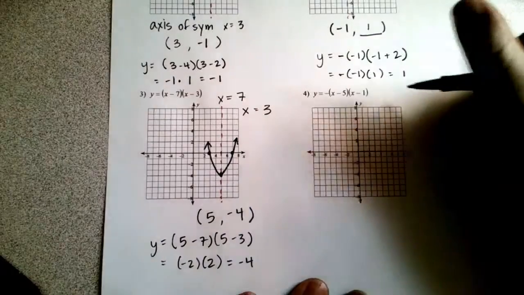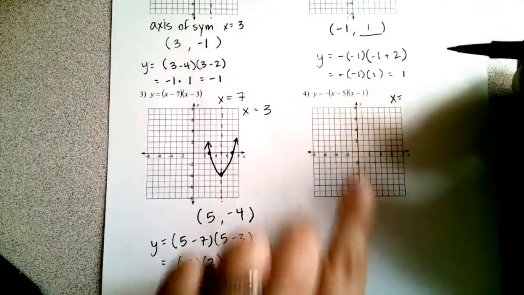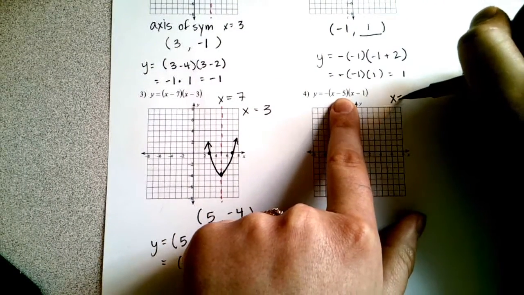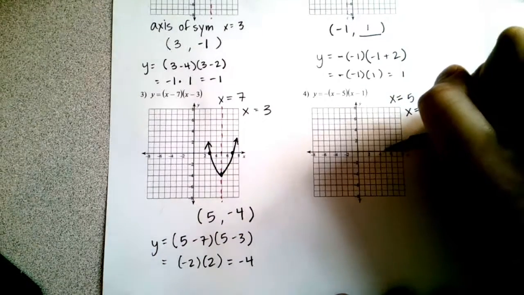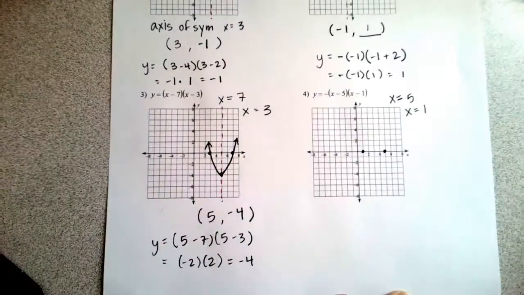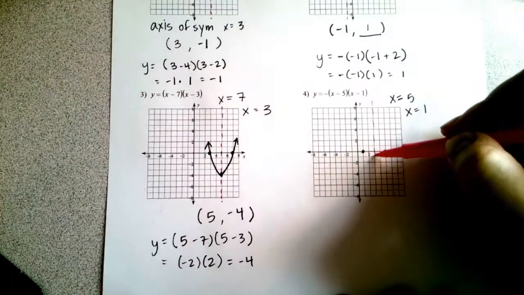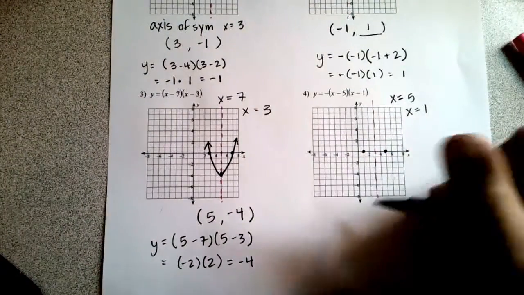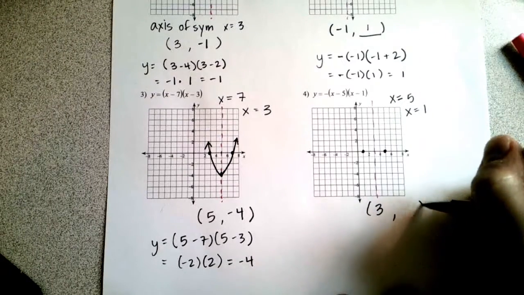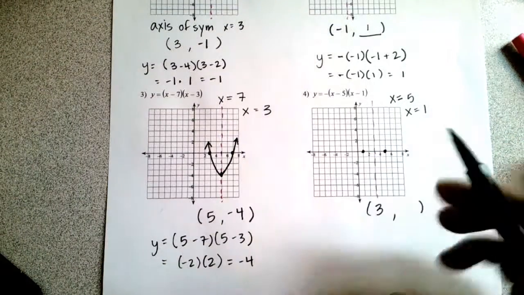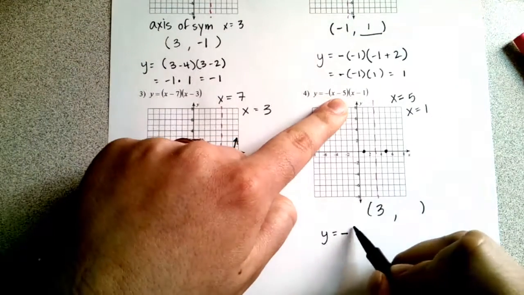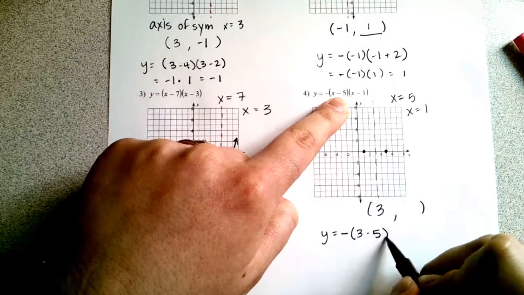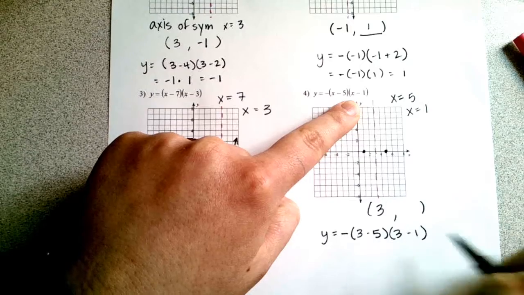All right, the last example, our x-intercepts are the opposite of the numbers with the x in the parentheses, so x equals 5 and x equals 1. There we go. In the middle of 5 and 1 is 3, so our vertex is 3 comma something. Plugging that into our function, we need to find our y value. So y equals negative (3 minus 5)(3 minus 1).